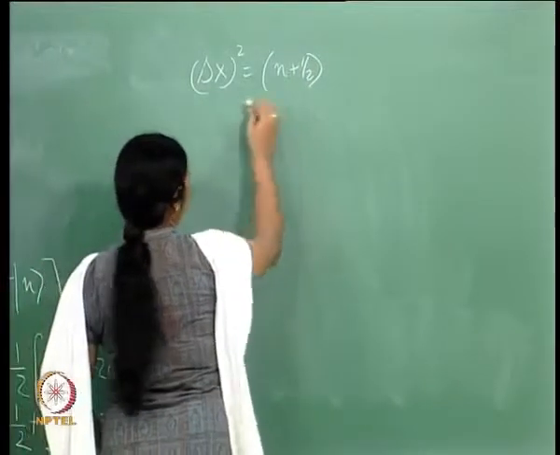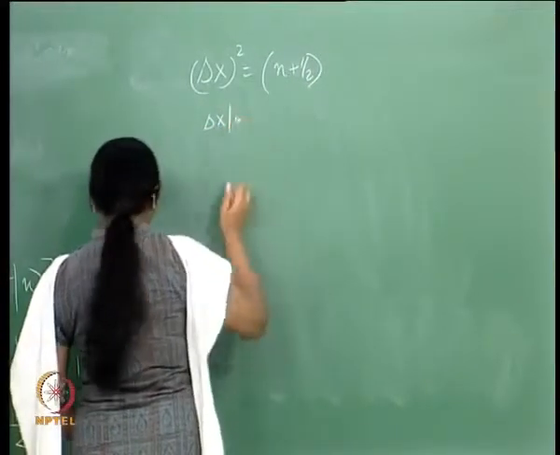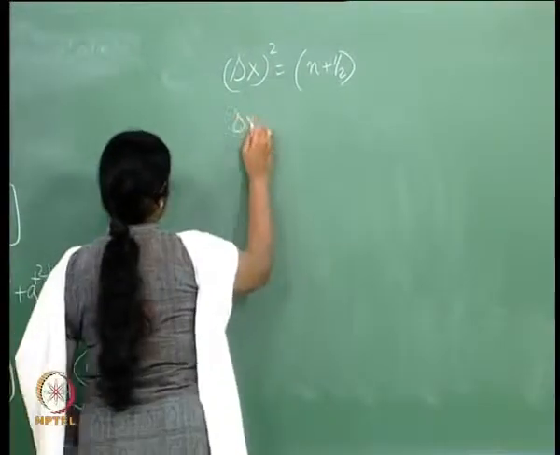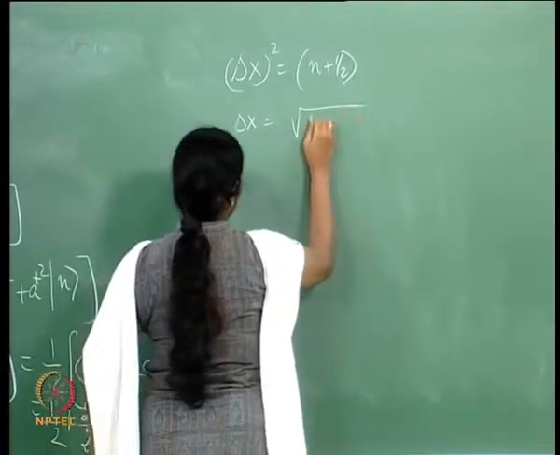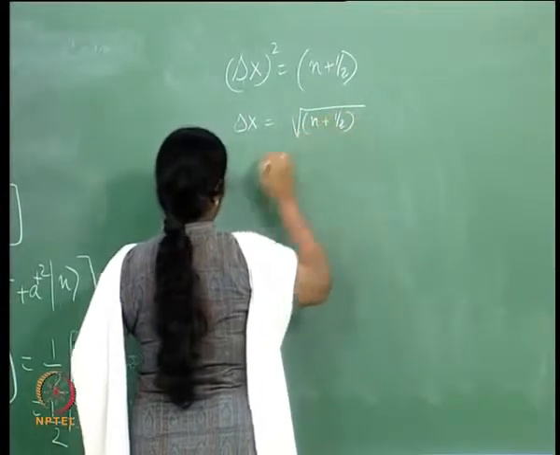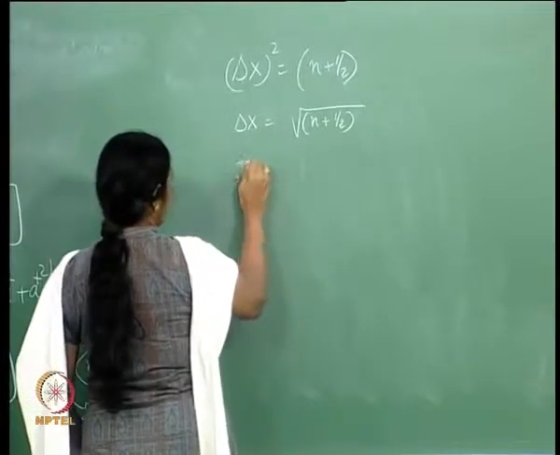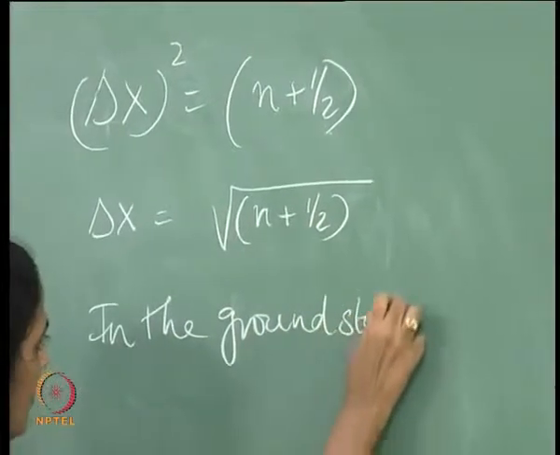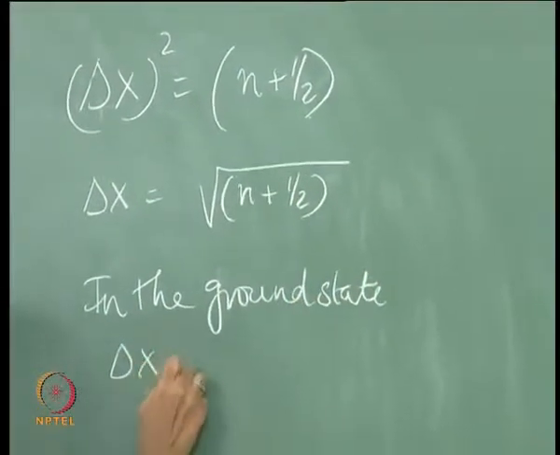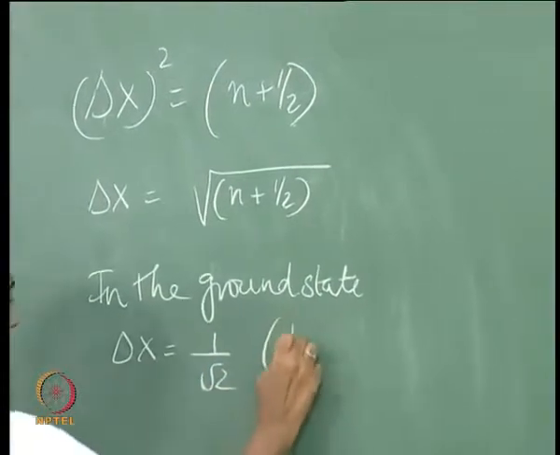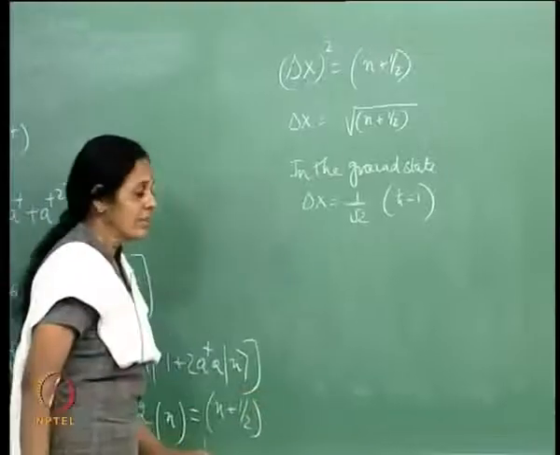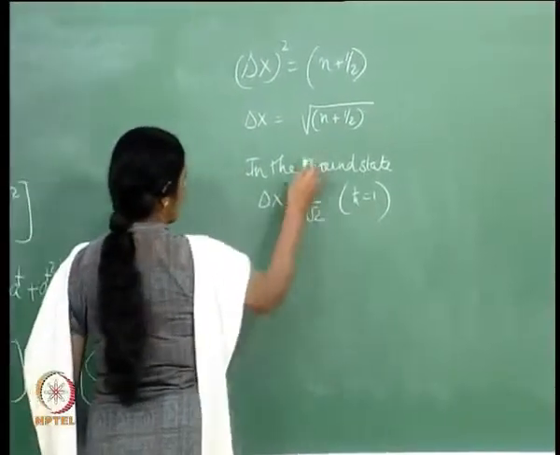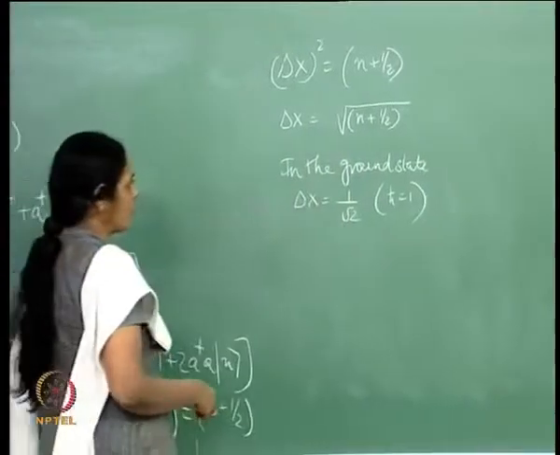And that is why in the ground state, delta x is just the positive square root of n plus half, and that is why in the ground state of the oscillator delta x was 1 by root 2, I have set h cross equals 1, you could put it back and then you will have root of h cross by 2. In any other state, delta x is root of n plus half.